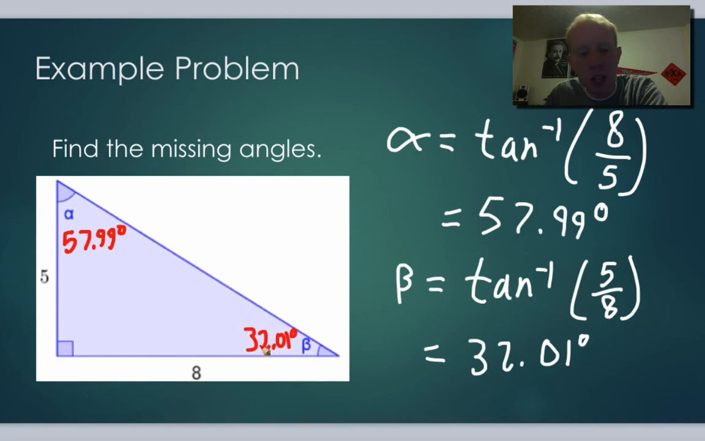And then again, we can check. Does 32.01 plus 57.99 plus 90 add up to 180? If you put that in your calculator, yes, that does. So this is the right answer. Okay?